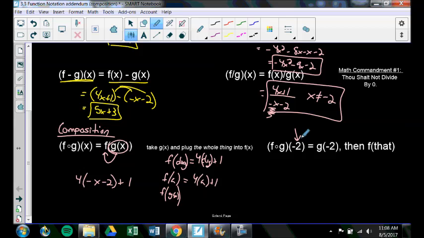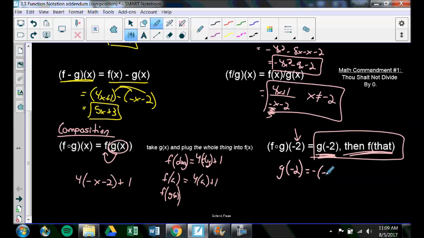This is f of g of negative 2. This means first you find g of negative 2, then you find f of that. So this equal sign is a little bit confusing. All this stuff goes together. First you find g of negative 2, then you find f of that. So g of negative 2, we actually just talked about, it's 0. So I do f of 0, and f of x was 4x plus 1. So I'm doing 4 times 0 plus 1, and that gets me 1. So f of g of negative 2 is just 1.